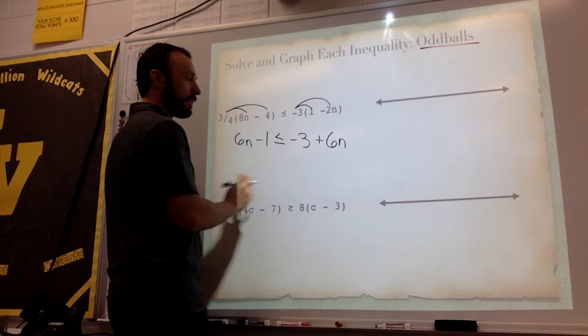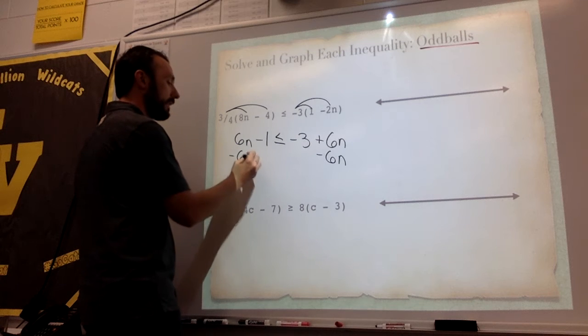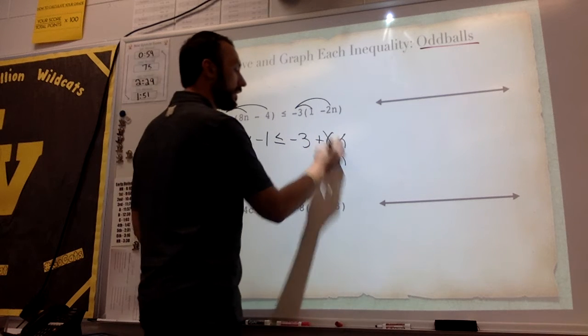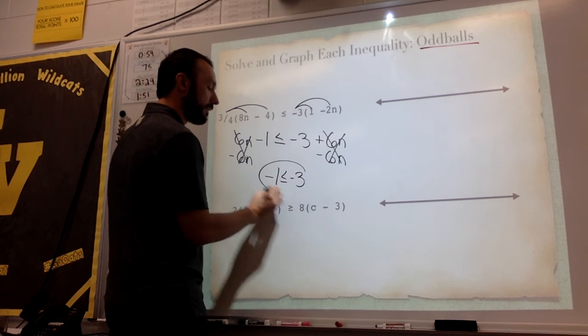So let's get all the variables on one side. I'm going to subtract 6n. My 6n's cancel out. I'm left with negative 1 is less than or equal to negative 3.